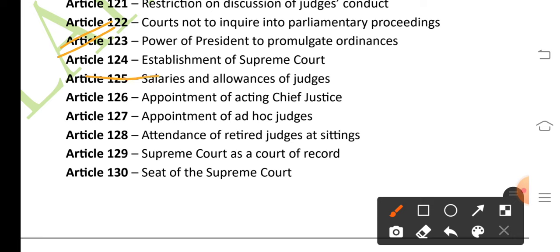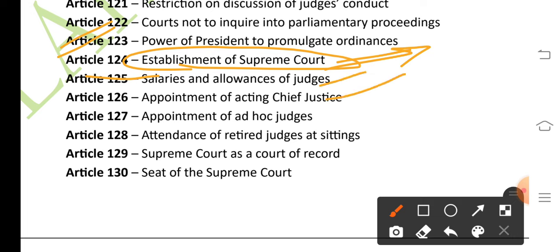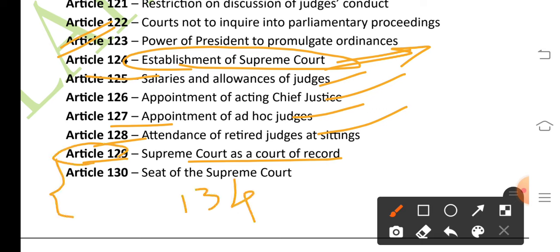Article 124 is establishment of Supreme Court. This is very important. 125, salaries and allowances of judges. 126, appointment of acting chief justice. 127, appointment of ad hoc judges. 128, attendance of retired judges at sittings. 129, Supreme Court as a court of record. This is also important. So from Article 129 till 134, all the articles related to the Supreme Court are very, very important. Please make note of all these.